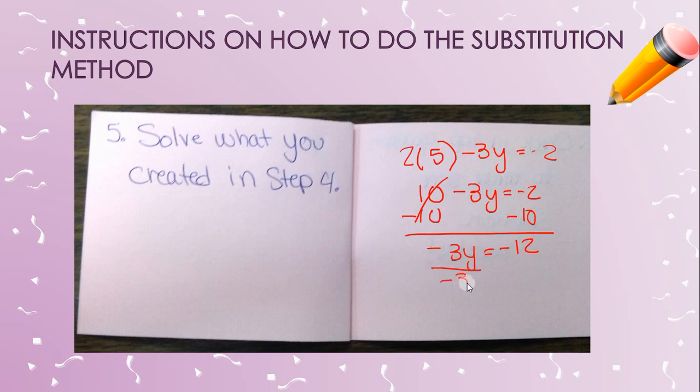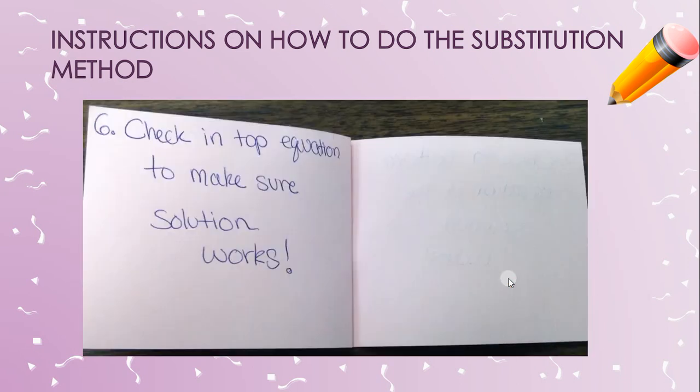Get y alone, so let's divide by negative 3. So I get y equals negative 12 divided by negative 3. That's a positive 4. So what's just happened is we have gotten both the x and y value of our solution. And just like when we did our graphing, your last two steps are going to check those solutions. So your solution was 5, 4.